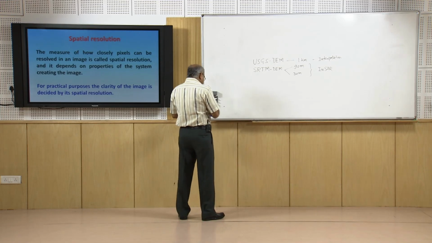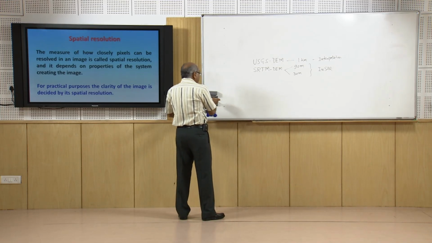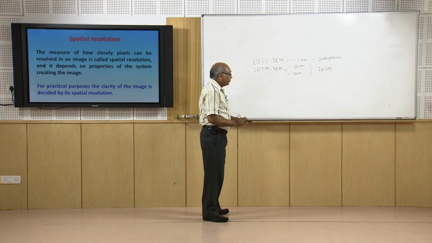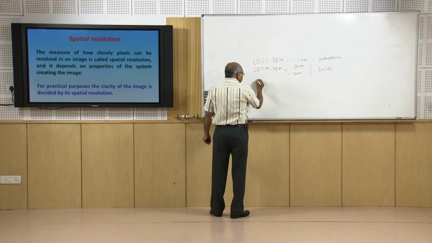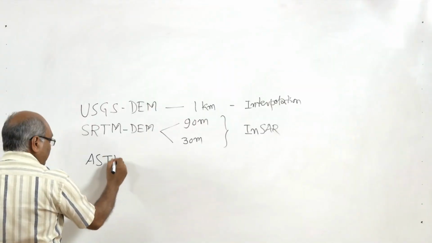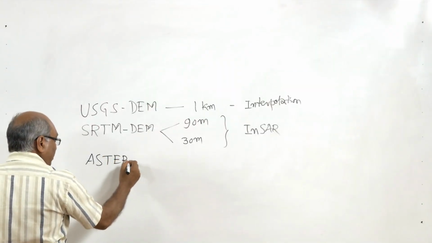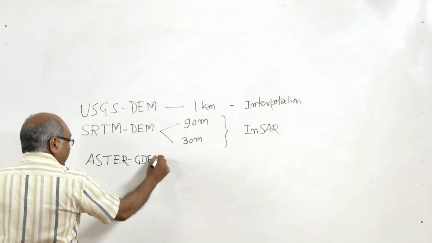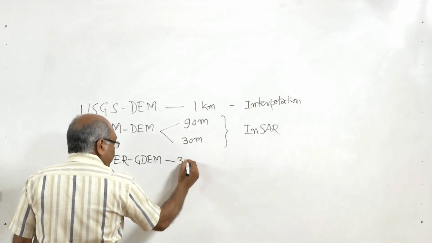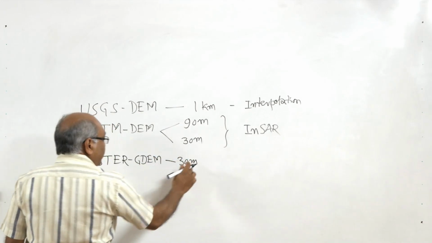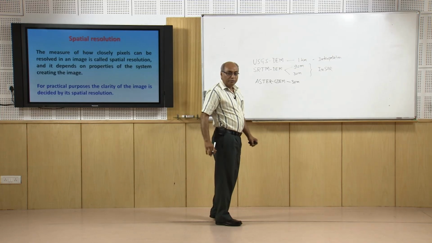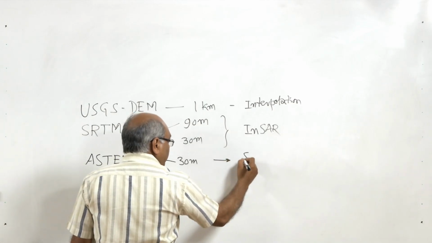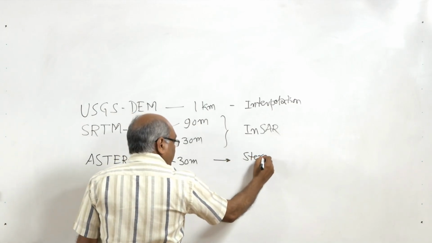Now, the third type of digital elevation model which is available for the entire globe is called ASTER DEM, or ASTER GDEM. It is available at 30-meter resolution. When I say 30-meter resolution, I mean 30-meter spatial resolution, and the technique used is stereo pair.